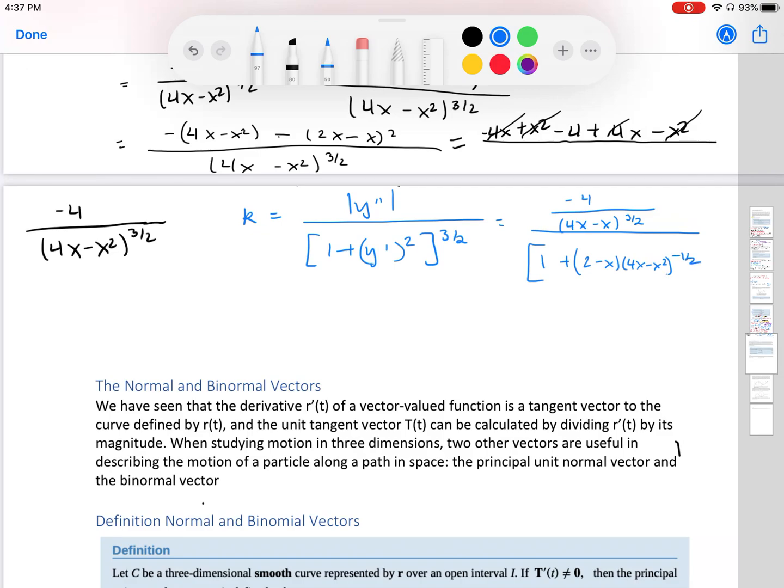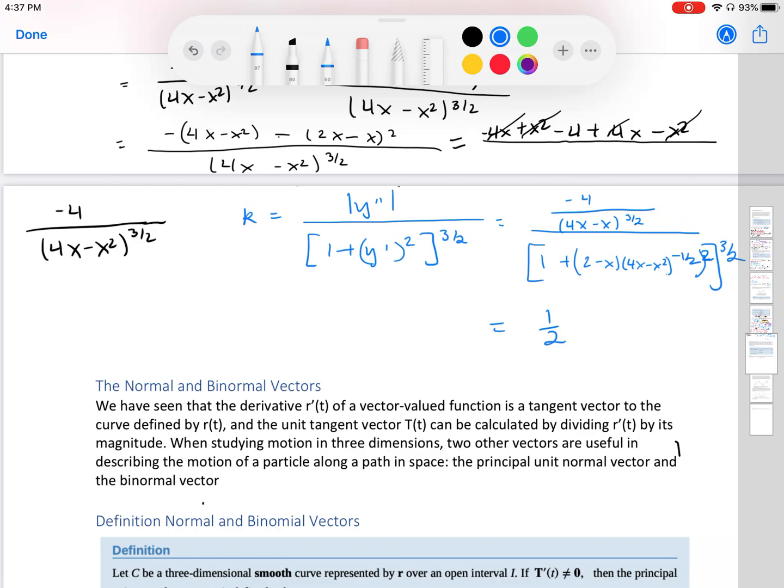All of which is squared, raised to the 3 over 2. And remember, you want to evaluate when x equals 2. So you plug in the 2, you work it out. You should end up with 1/2.